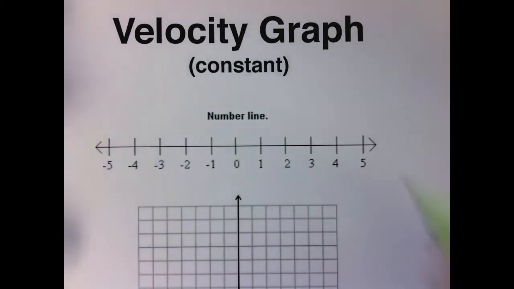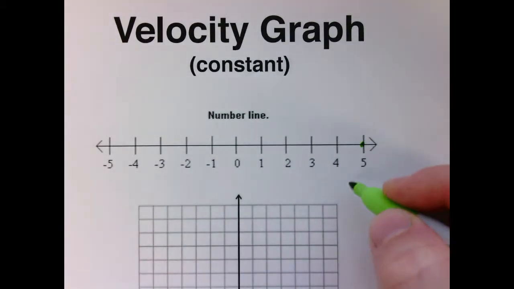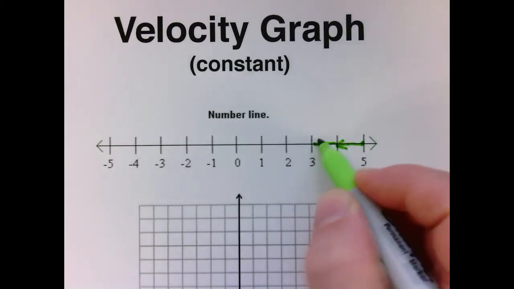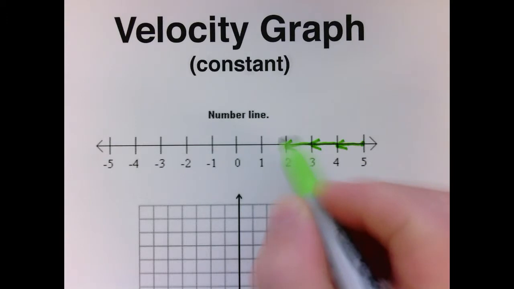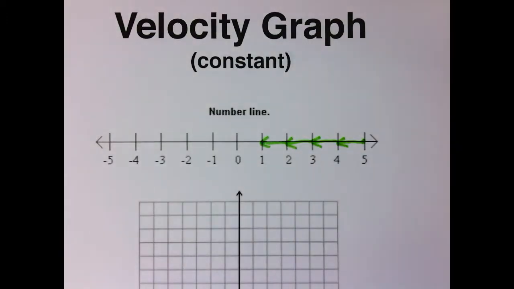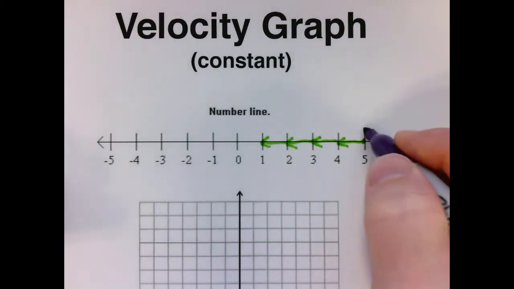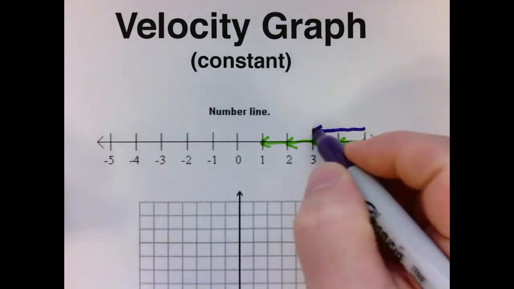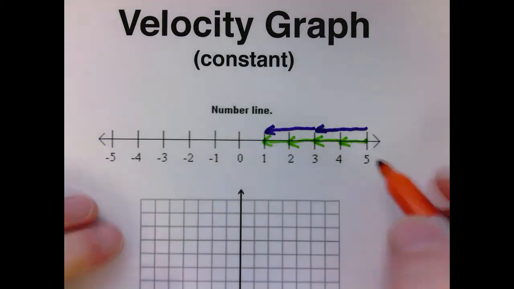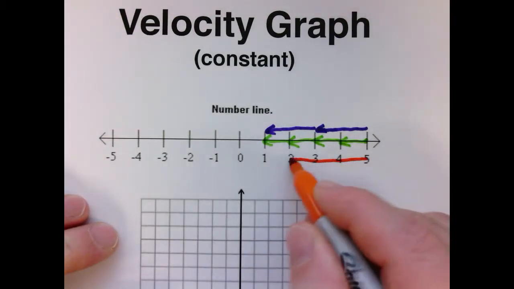Let us now imagine we have a person starting here, and each second they travel in this direction, each second covering 1 meter. And we have a second person who covers 2 meters each second. And we have a person who covers 3 meters each second.